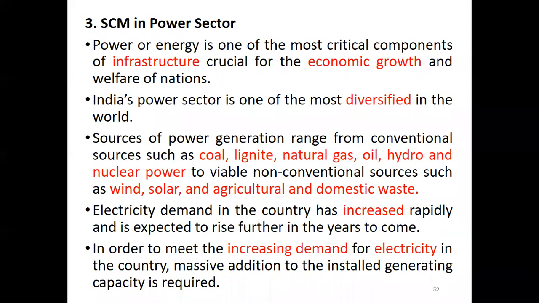The electricity demand in the country has increased rapidly because businesses are spreading day by day. The network is spreading day by day. That's why, to run the businesses and industries, we require power. And resources to generate power are very limited. Coal, lignite, natural gas, oil, hydro, nuclear power, water, wind, solar, agricultural and domestic waste. It means we have very limited resources to generate power.